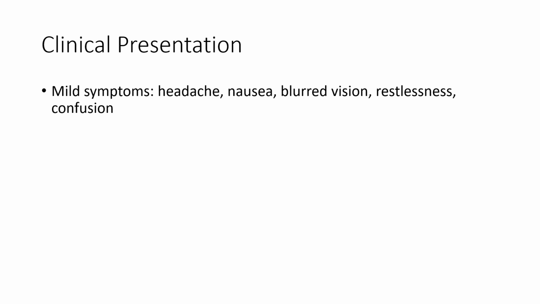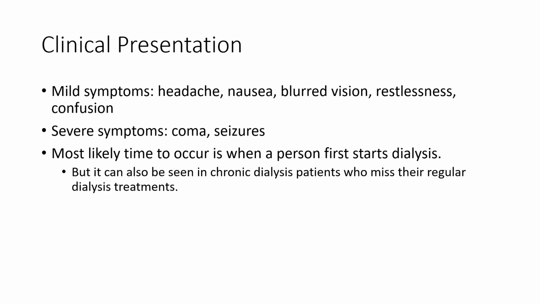So how does dialysis disequilibrium present? Well, symptoms can be mild and include headache, nausea, blurred vision, restlessness, confusion, or they can be severe: coma, seizures, and even death. The most likely time that dialysis disequilibrium will occur is when a person first starts dialysis.